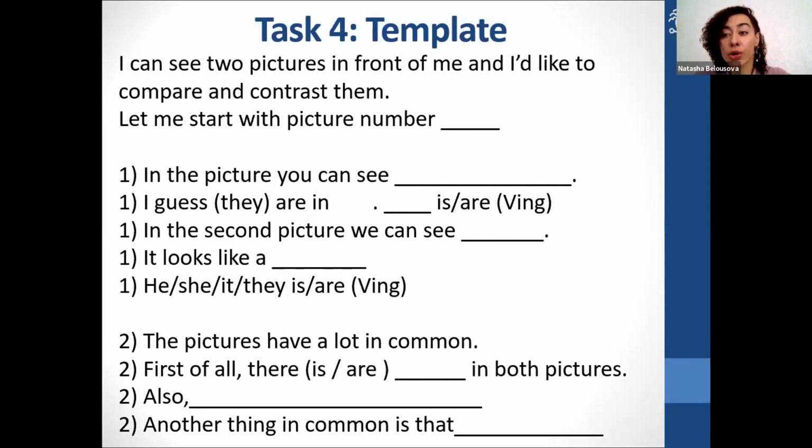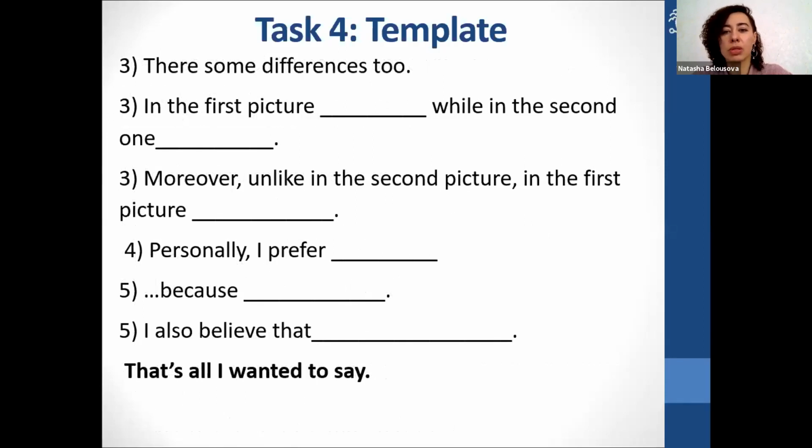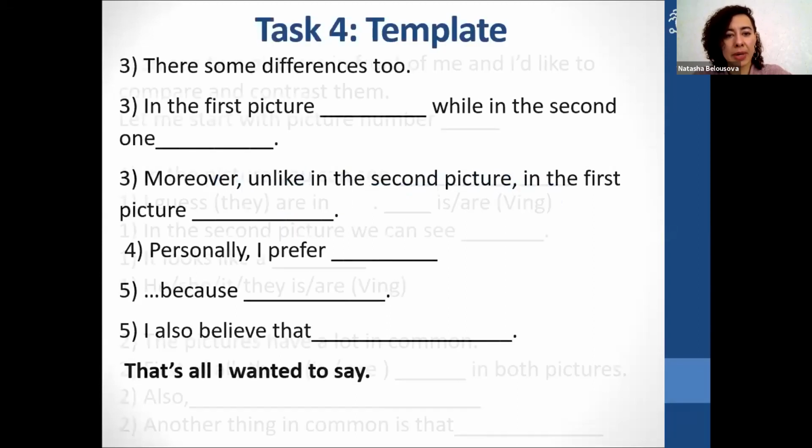Notice that task 4 is considered to be an advanced level task. So here the student should use some variety of language. They should show that they're able to paraphrase, to use synonyms. That's why if you look at the template, you can see some variety. Like we can see there is, there are, they have a lot in common, another thing in common. There are some differences too. Yes, we did some slightly different structures. Unlike in the second picture, in the first picture, you can see, and so on. So this is basically the format, the template.